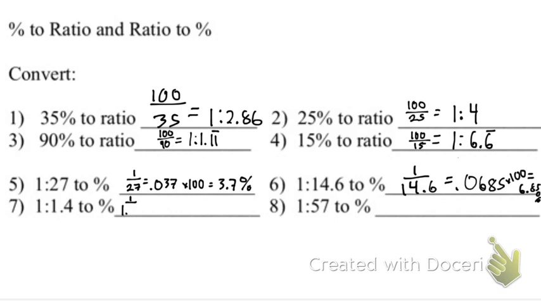1 divided by that 1.4 equals 0.714 times 100 equals 71.4%. And 1 divided by 57 equals 0.0175 times 100 equals 1.75%.